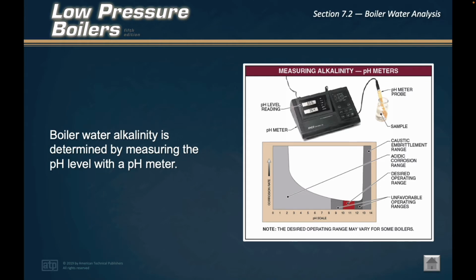to prevent scale formation. High alkalinity can cause caustic embrittlement. Caustic embrittlement can cause metal to crack along the seams and at the ends of the tubes in a boiler. Alkalinity of boiler water is typically controlled by adding sodium hydroxide, also known as caustic soda, to the boiler water.